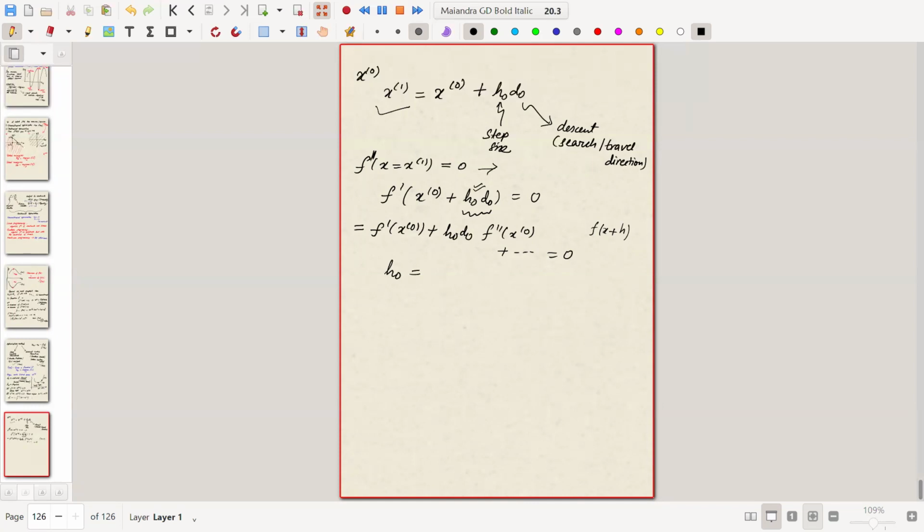What is h0? Just put it to 0. Ignore the higher order terms. Can you check that you get this?